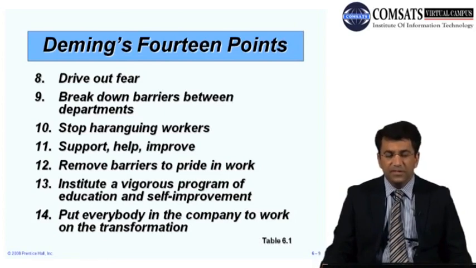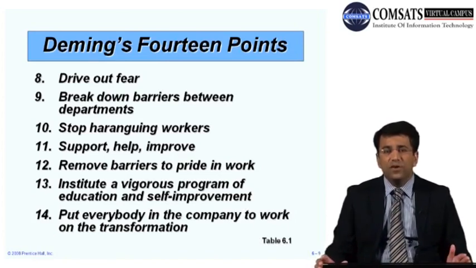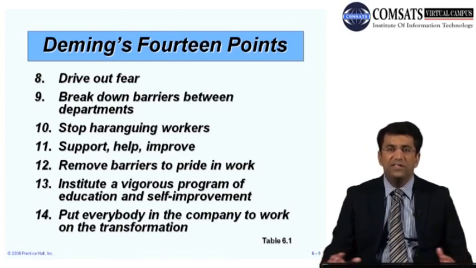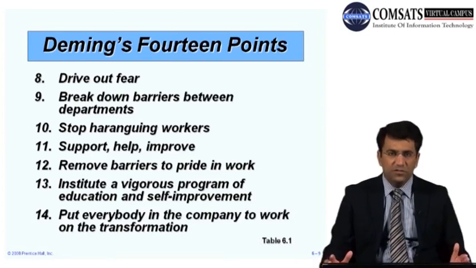Okay, the last point of Deming is put everybody in the company to work on the transformation. Now again, that is about the total part of TQM, that we should have an environment in which all the employees and all the departments make their own contribution towards maintaining and managing quality. So these are the 14 important points of Deming, and if an organization is able to put these points related to quality management into practice, of course that will be very helpful in maintaining the quality environment within the organization.